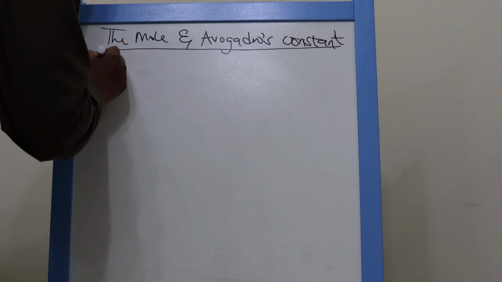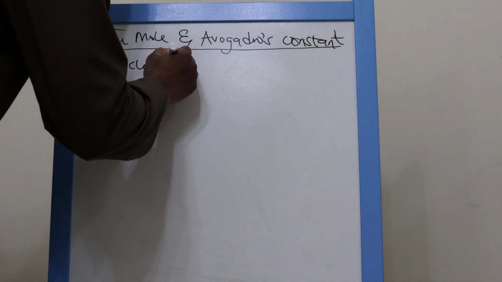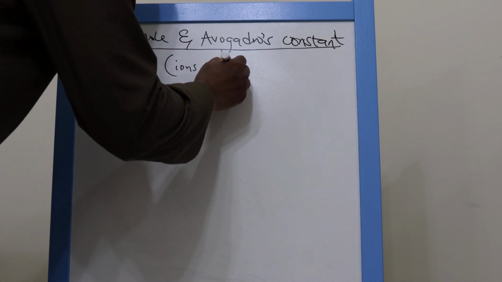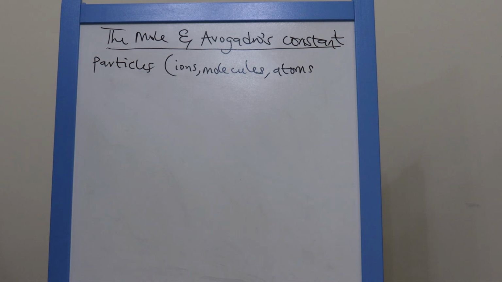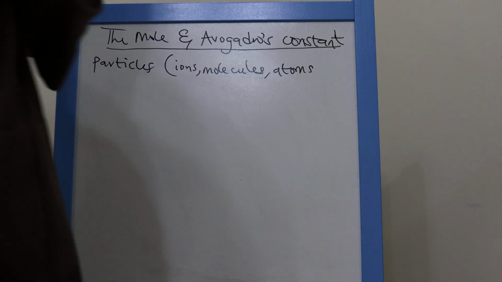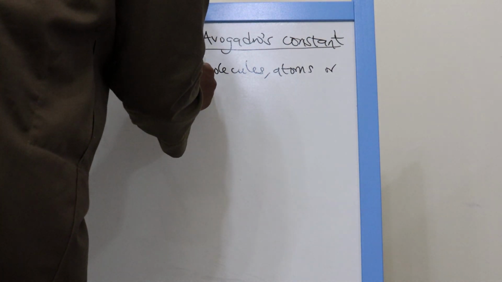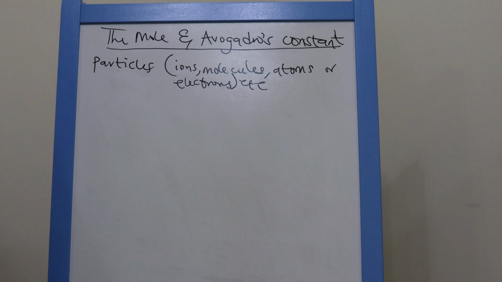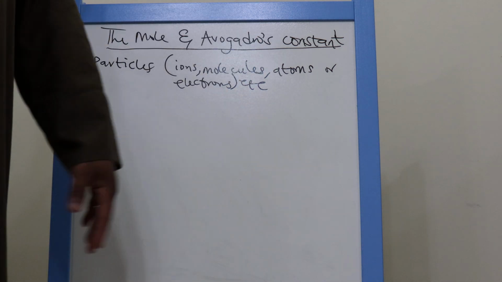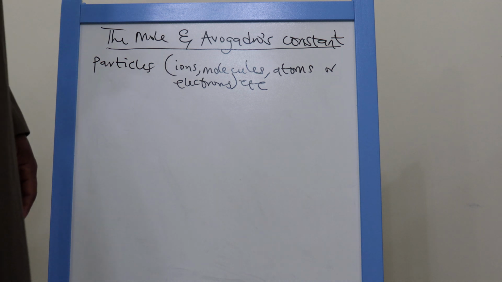Particles under consideration here can be ions, molecules, atoms, or electrons, etc. And we finish defining the mole: the amount of substance which contains as many particles as there are in 12 grams of carbon 12.